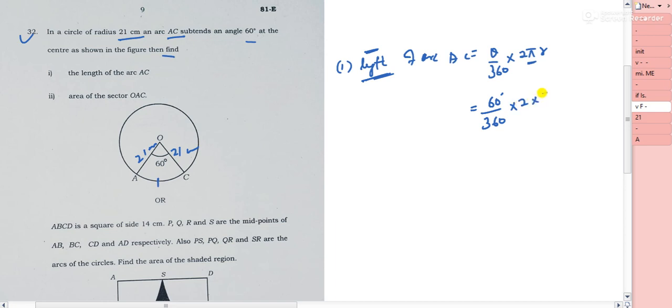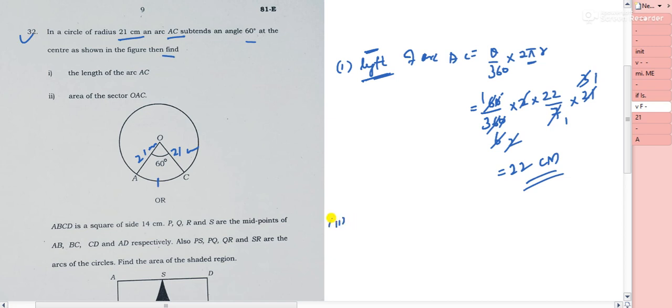Into 2 pi, you can take it as 22 by 7, and this is 21. So if you cancel them, 0 0 gets cancelled, 6 1s are 6, 6 6s, they will get cancelled, 7 1s are 7, 7 3s are 21, correct? And here 3 1s are 3, 3 2s are 6, again 2 2 gets cancelled, so you'll get just 22 directly. So length of arc is 22 centimeter. Isn't it very easy? Yes. Okay, numerator and denominator will get cancelled here.